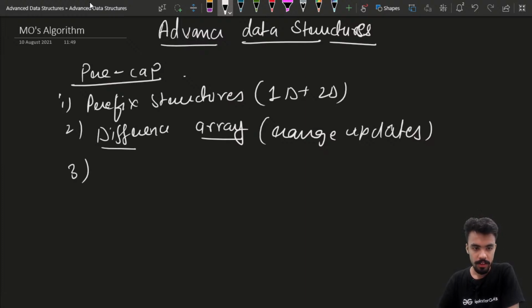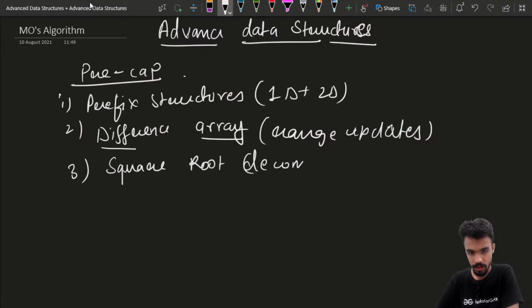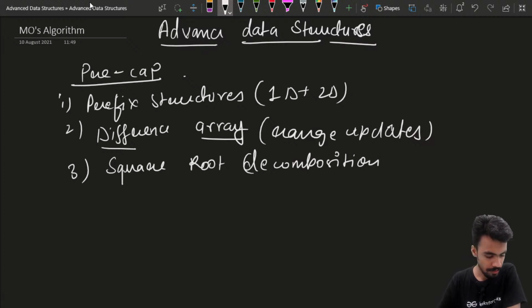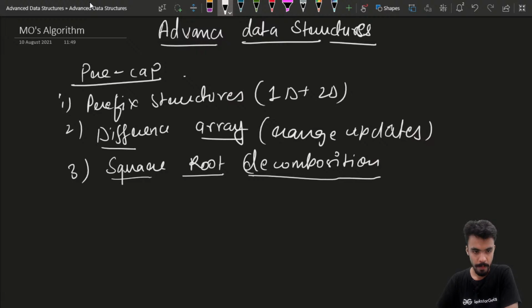Okay. And the third thing we have done is square root decomposition. And now we are going to study an algorithm.